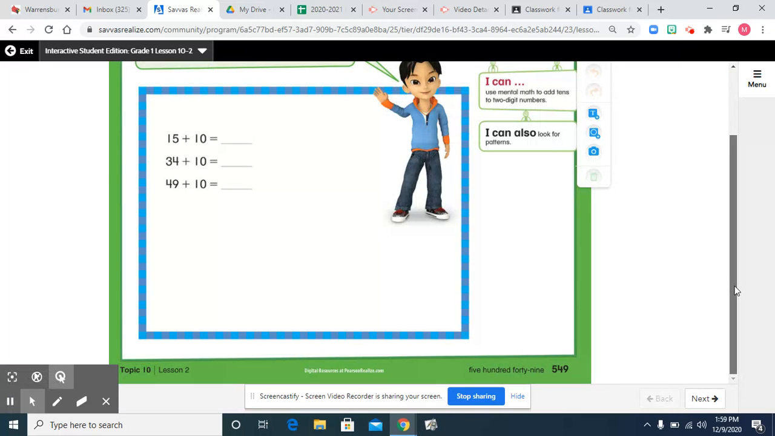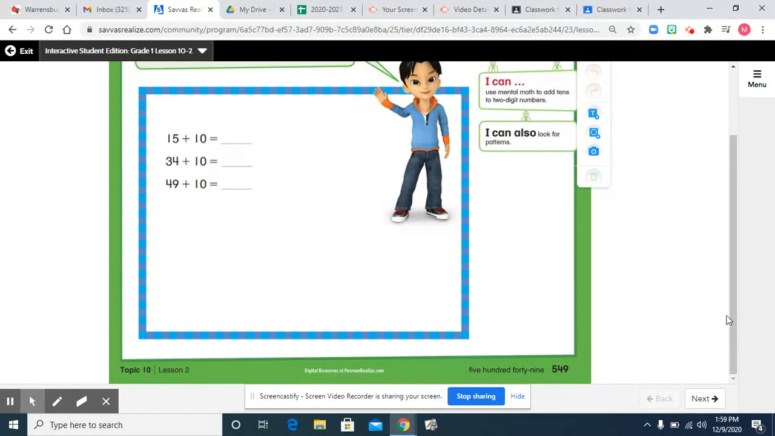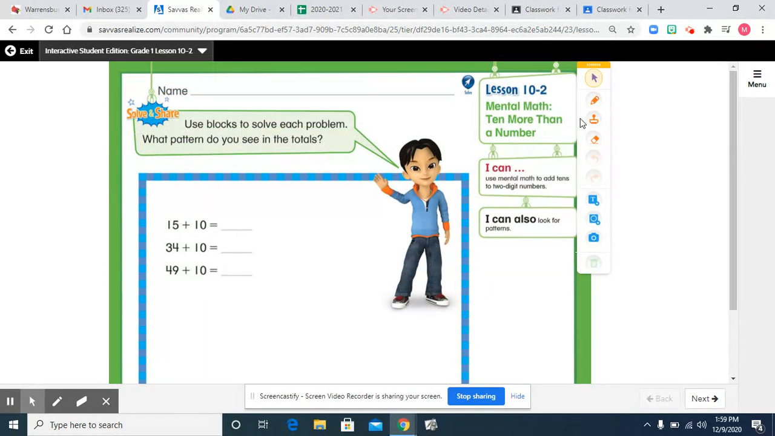Okay, you need to be in your math workbook volume 2 and you need to be on page 549. Okay, let's read the directions and get started here. The directions say use blocks to solve each problem. What pattern do you see in the totals? Okay, so let's do 15 plus 10. Now, if you have your blocks at home, you might be able to use them to do this. You should have enough, at least for the first one, or the first two.